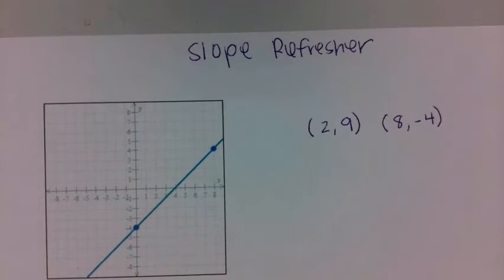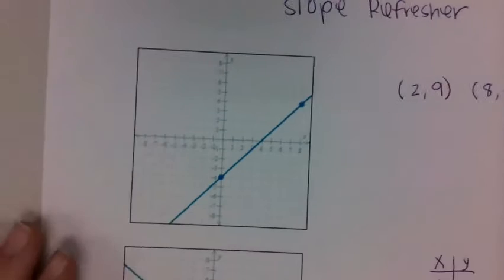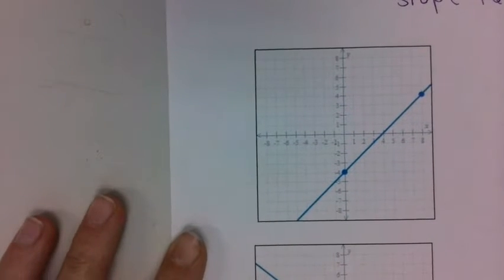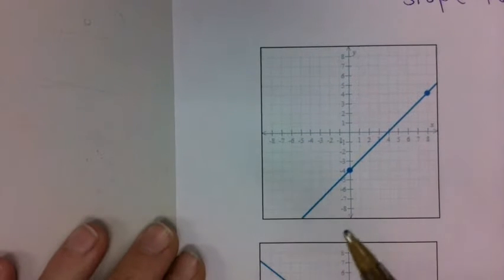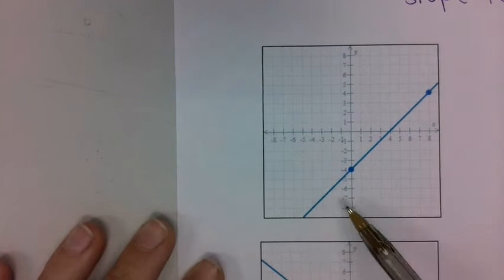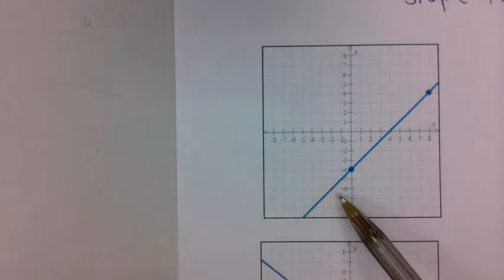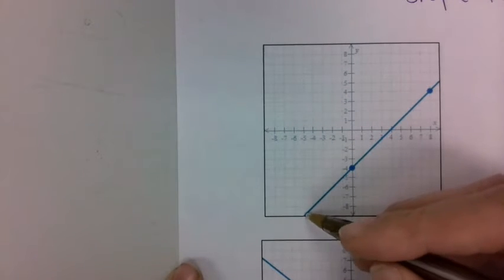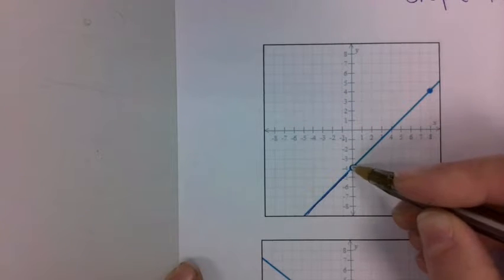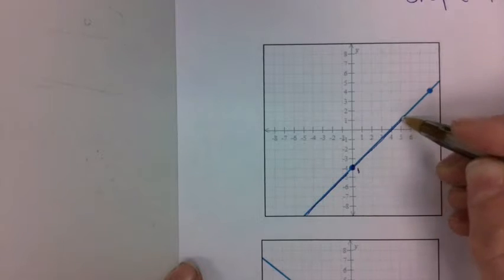In this video, we're going to talk about a slope refresher before we get into our writing equations section. So to get started, let's talk about how to find slope from a graph. The very first thing I want to remind you of is that when I'm finding slope, I need 2 points. And when I'm choosing my 2 points, I always go left to right. So this is point 1, and this is point 2.